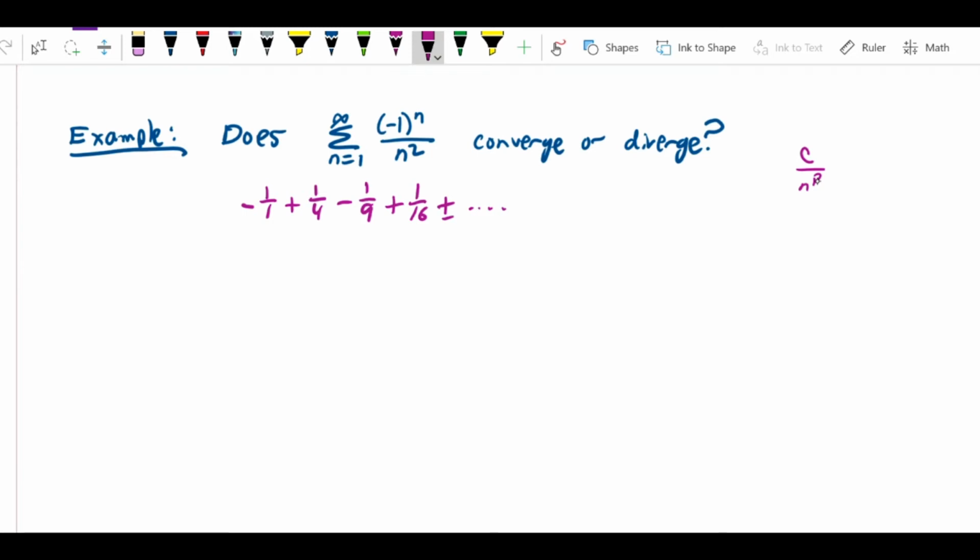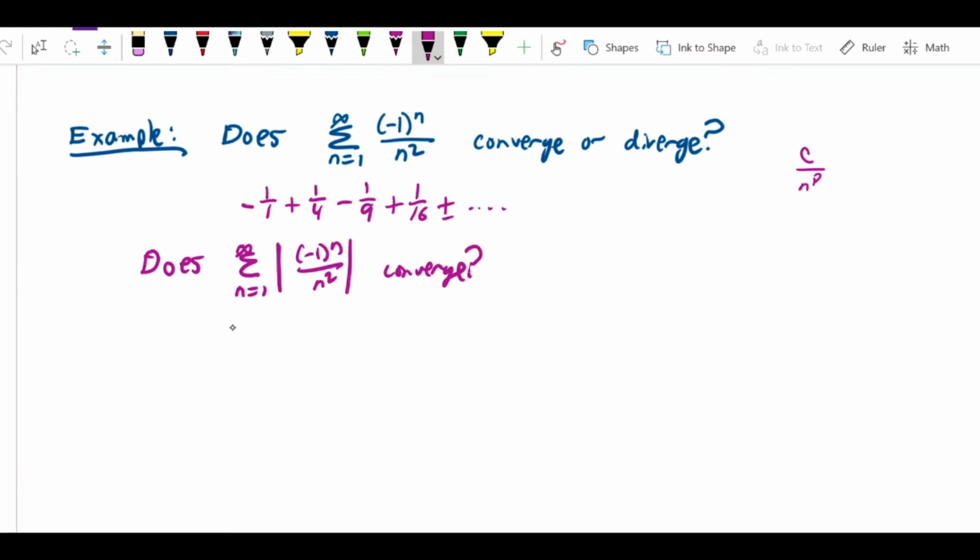What we can do is answer the question by asking a related question. We can reframe this as, does the sum from n equals 1 to infinity of the absolute value of (-1)^n over n squared converge? Because if it does, then by the absolute convergence test, so would the given series. So let's see if it does.